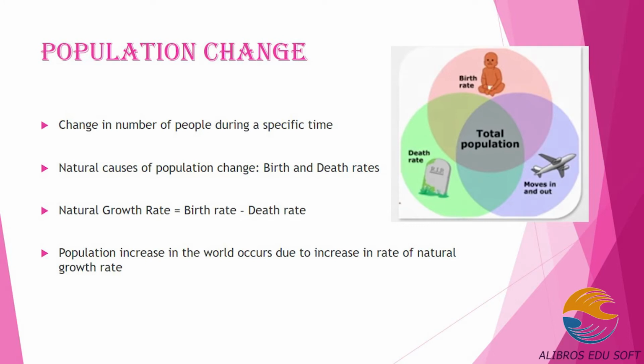Natural growth rate. Births and deaths are the natural causes of population change. Birth minus deaths gives the natural growth rate. If deaths are greater than births, there will be a lower natural growth rate. If births are greater than deaths, that leads to a greater natural growth rate. The difference between the birth rate and the death rate of a country is called the natural growth rate, as I said before. Population increase in the world happens due to an increase in natural growth rate.